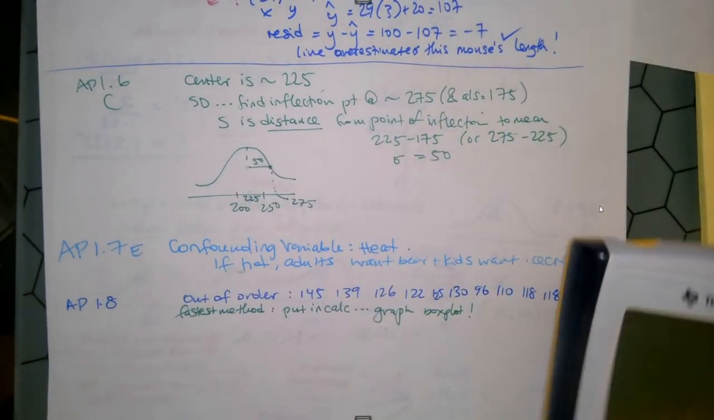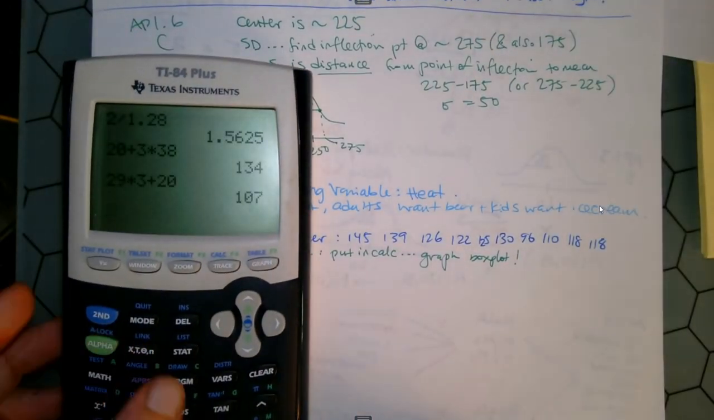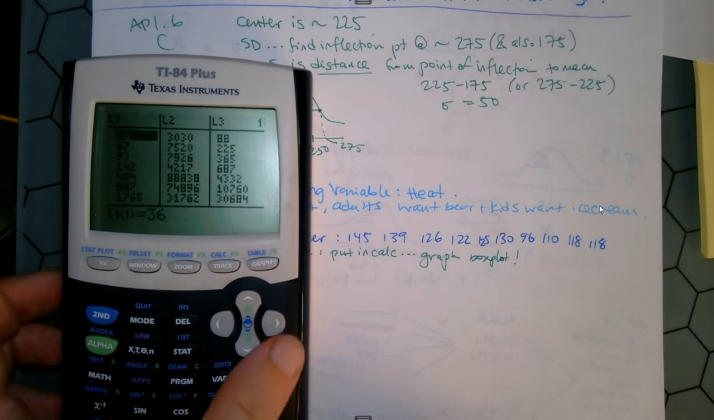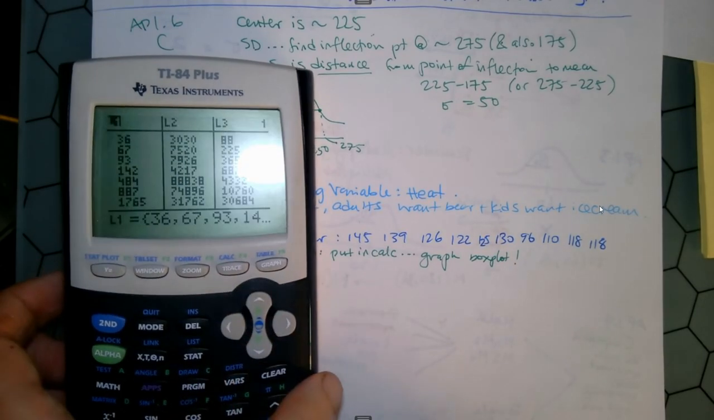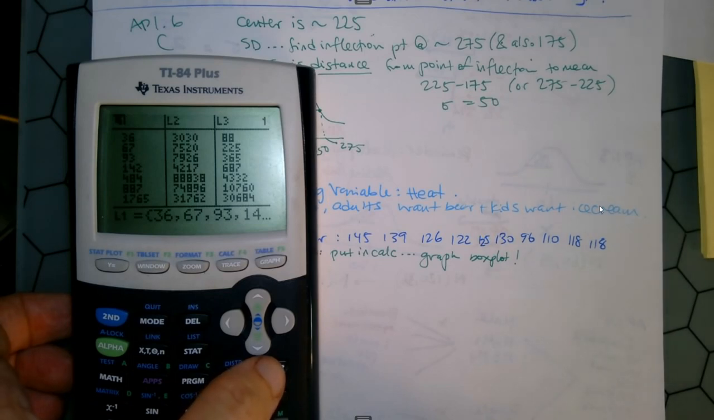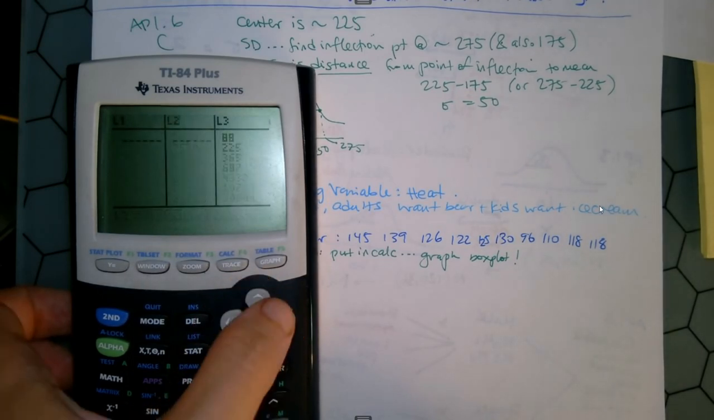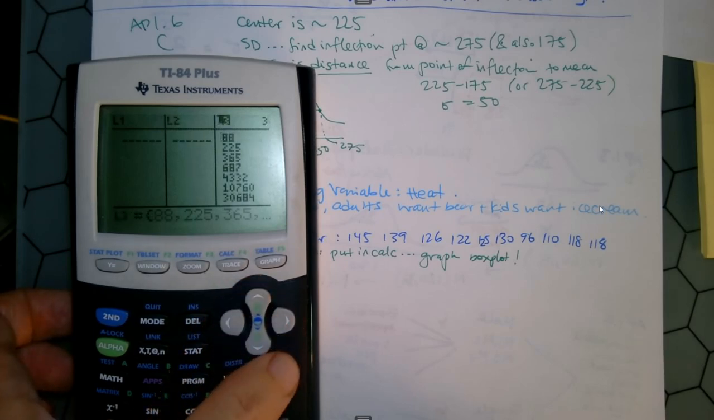So you're going to put these guys in your calculator in a list. Okay, just a reminder, fastest way to clear lists: put the cursor on the name of the list, hit clear, hit enter. Clear, enter. Name of the list, clear, enter.